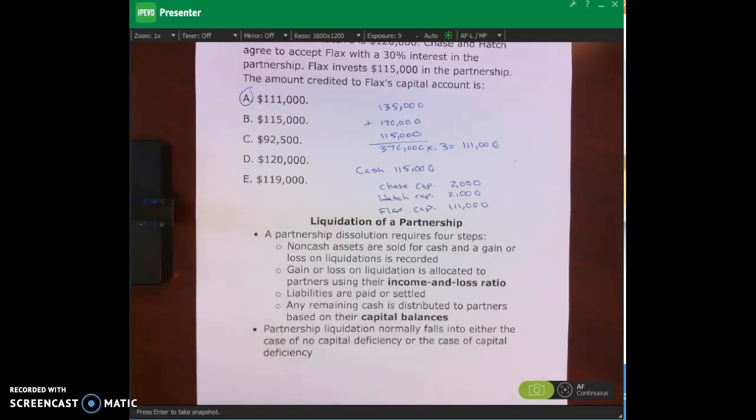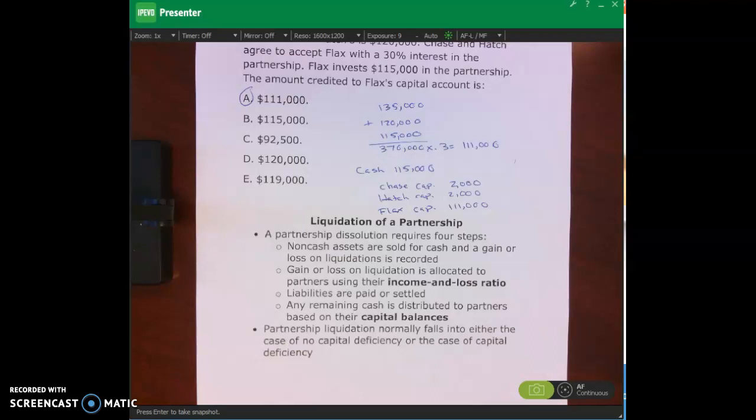In terms of the steps of liquidating or dissolving a partnership, there are four steps. First, we sell our non-cash assets. So any office equipment, any buildings that we have, boarding facilities, we sell those, and then we record a gain or a loss. That gain or loss is allocated to partners based upon their income and loss ratio, which is specified in the partnership agreement. Then we pay all of our liabilities, and then any remaining cash is distributed to the partners based upon their capital balances, how much capital that they have.